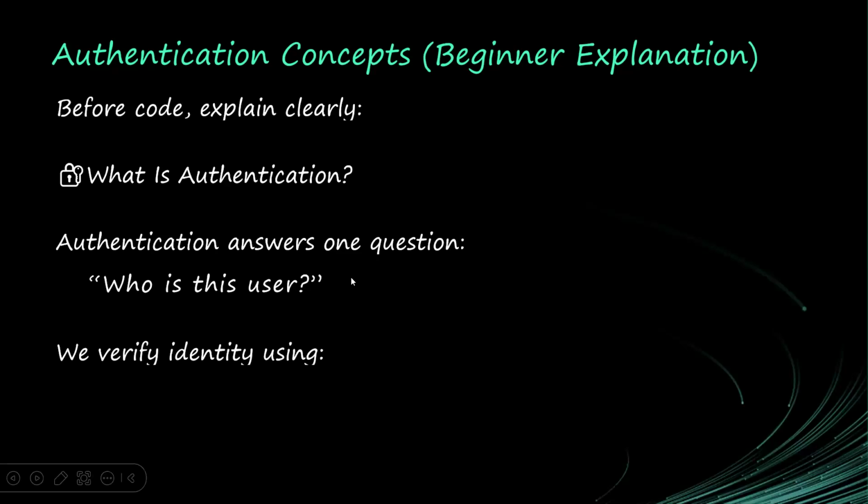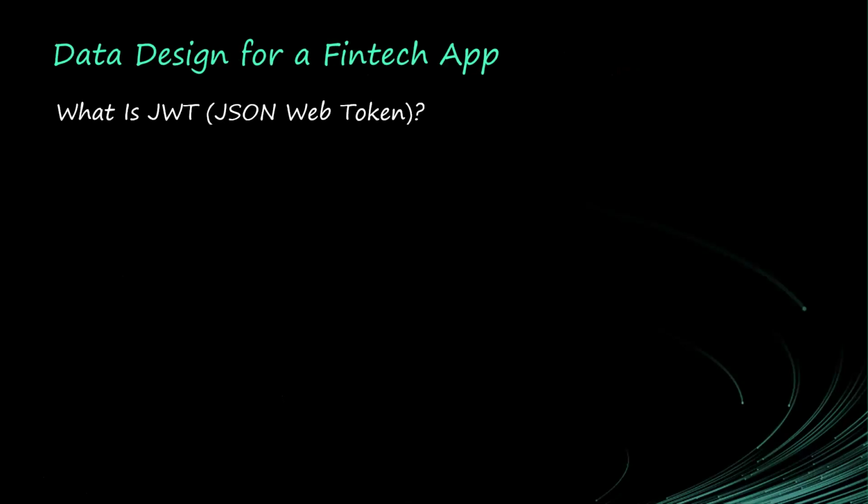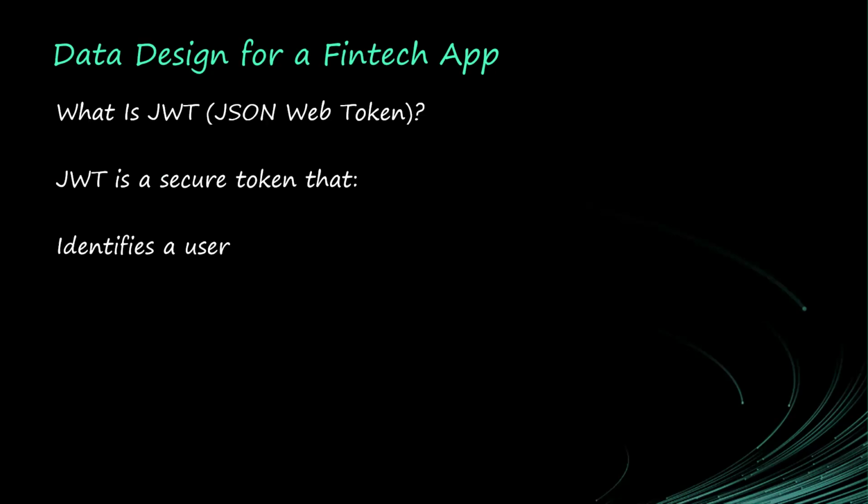So who is the user? We verify their identity using their email and their password, with secure password hashing too. We also identify them using tokens. As we go on writing code, I'm going to show you all this. We also have the data design for our fintech app. Now, JWT is what we are using to generate the tokens. JWT is a secure token that identifies a user. So whenever a user logs in, we are going to generate a token and give it to them.